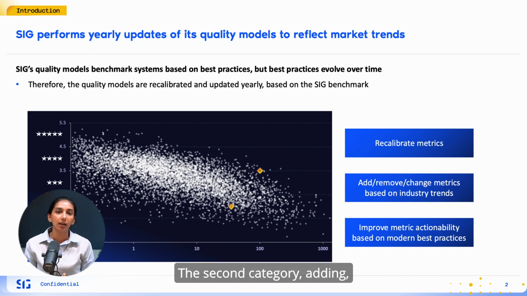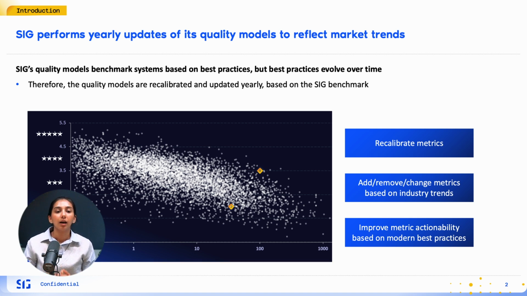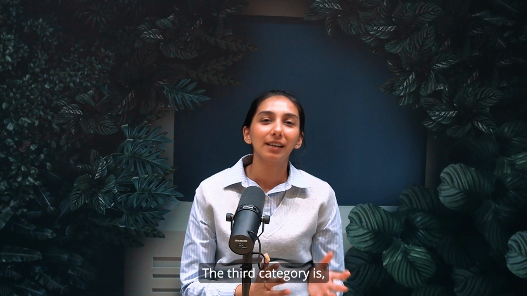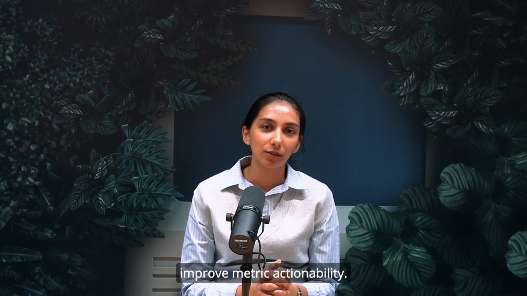The second category, adding, removing, or changing metrics. We want to keep the number of metrics manageable. The goal is not to overload people with information with 100 metrics, but to keep something that's actionable and people can actually improve their software. So if we believe there are metrics that are no longer relevant, we would like to remove them from the quality models.